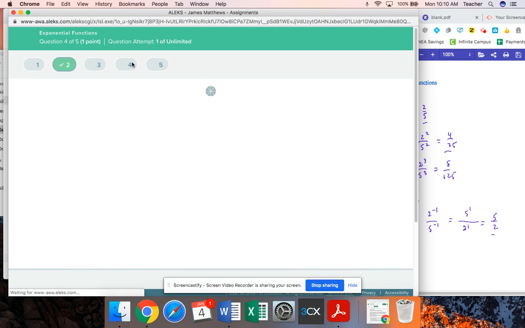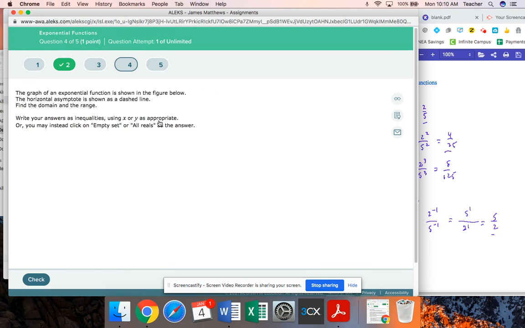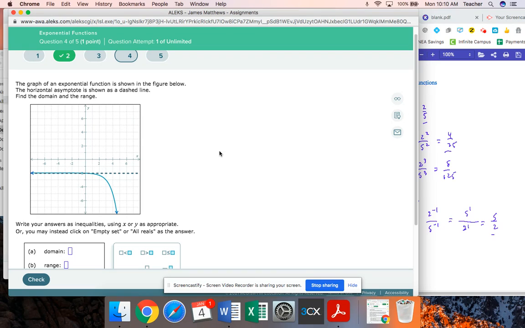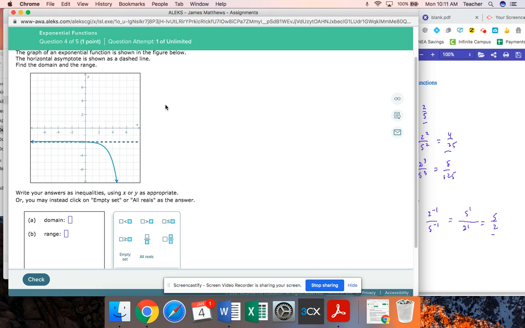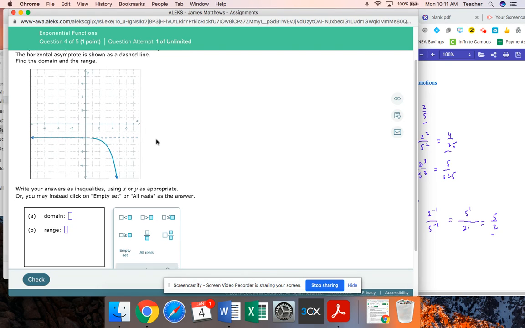All right. Let me take a look at number 4. This is asking us to graph it. Oh, it's already been graphed. I want to know what the domain and range is. The horizontal asymptote, that word asymptote just means it's where it's never going to touch. You see this dotted line? That means it will never touch it. It gets real close, but it never touches it.